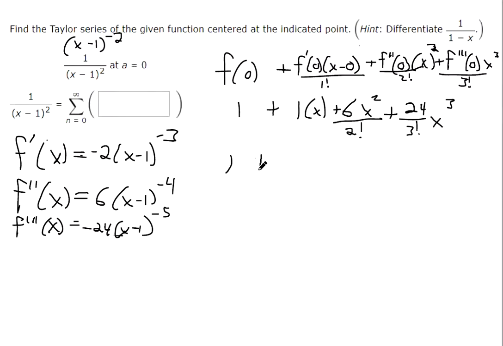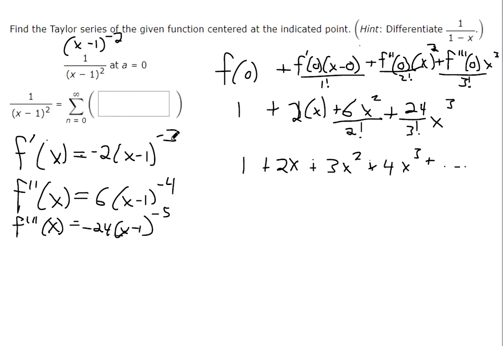Okay, so if we list out these coefficients, what do we got going on? I think I messed up here. The first derivative, if I plug in 0, 0 minus 1 is negative 1. Negative 1 to the third is negative 1. Negative 1 times negative 2 makes a positive 2. And so 6 divided by 2 factorial, that's 6 divided by 2, which is 3. And then 24 divided by 3 factorial, that's 4. And we've got a pattern.